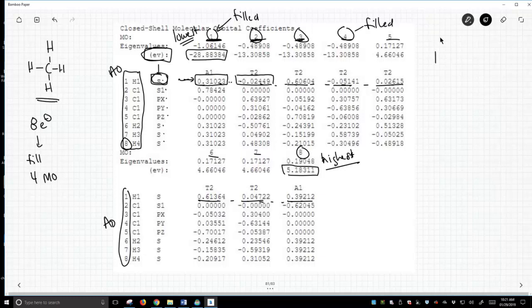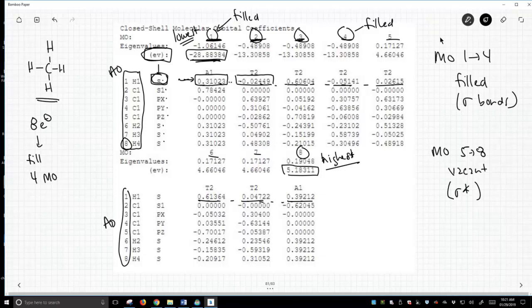So one through four, these are our filled orbitals. These are our sigma bonds. And MOs 5 through 8 are vacant. These are going to be our sigma stars. Great. And if you notice, look at the energies. 1 is nice low energy. 2, 3, and 4 have the exact same energy. And then we have a big gap until we get to 5, which has a positive energy, and then 6, 7, and 8 also have positive energies.